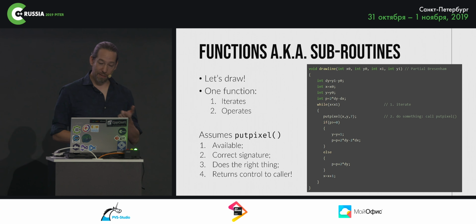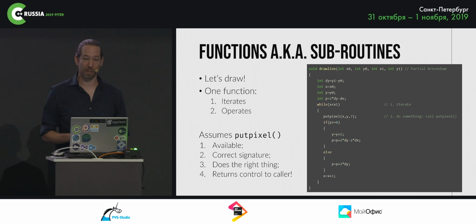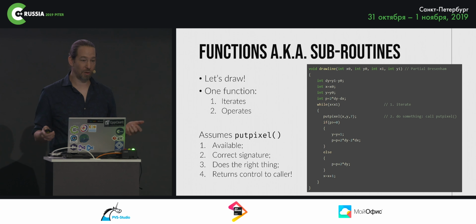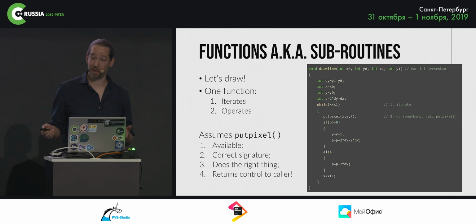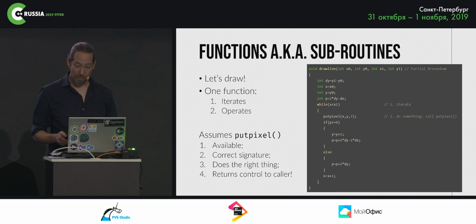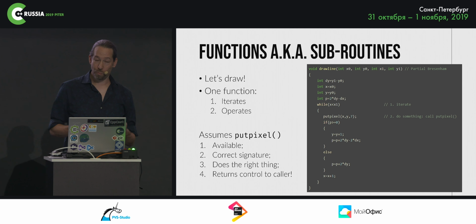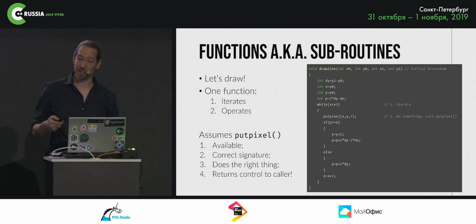Now, notice that this function actually makes several assumptions about this external function, which is called putPixel. It assumes that it's actually available, so the code needs to compile and link. It assumes that the signature is correct, and that the function actually does what it expects it to do. Because we're also implicitly assuming, without thinking about it, that this external function will actually return control to drawLine in mid-computation. So we're hoping that we'll get back into drawLine so that we continue the operation.